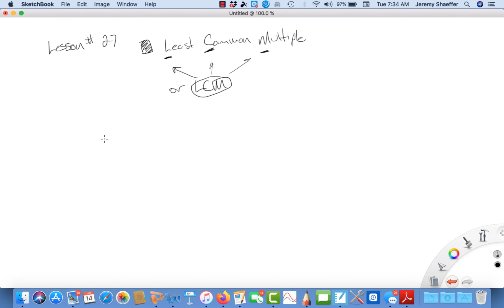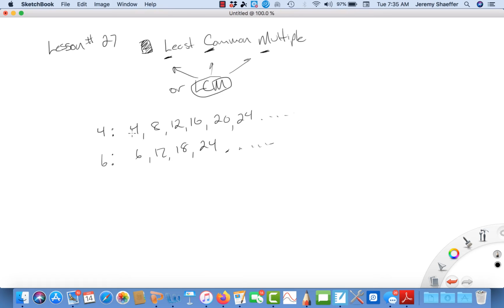denominator. So let's use the number 4. What are multiples of 4? Well, if we started at 4 and started counting by 4s, we'd say 4, 8, 12, 16, 20, 24, and so on. What if we used the multiples of 6? We'd go 6, 12, 18, 24, and on and on it goes.